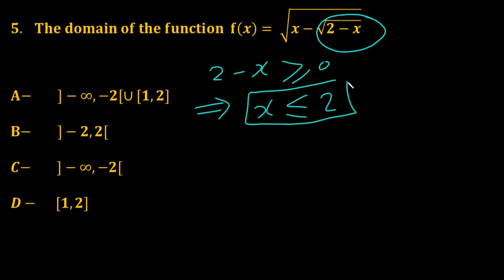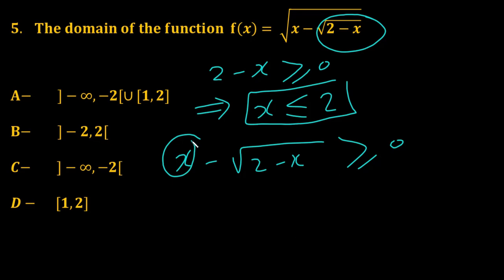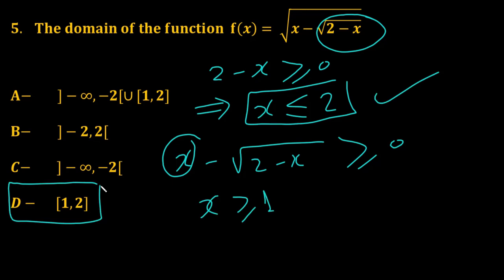But look at the other part. x minus root 2 minus x also must be greater than or equal to 0. But here x can't be negative, okay? So the answer will be number D.